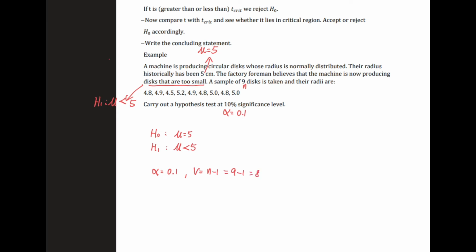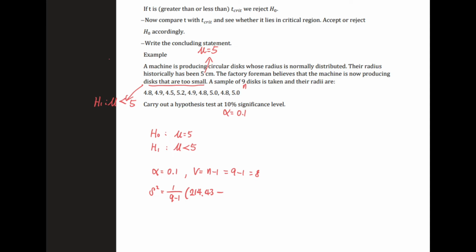Then after that, we don't have the population variance, so we have to use the unbiased estimator, 1 over 9 minus 1. Then we have to find the sum of the squares of x. Imagine you take 4.8 squared plus 4.9 squared plus 4.5 squared and so on, add up all the squares, and at the end you will get 214.43.